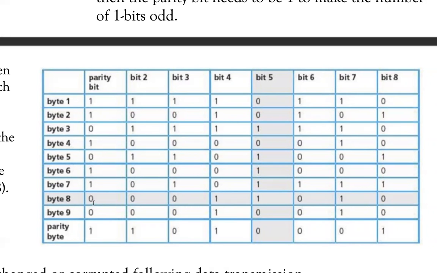However, byte number 8, as you can see here, 1, 2, 3. There's something wrong here. This byte is not okay. It has shifted from even to odd parity. So my receiving computer has capably identified that there's something wrong in byte 8.